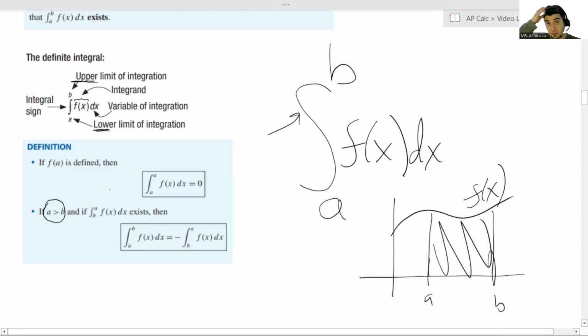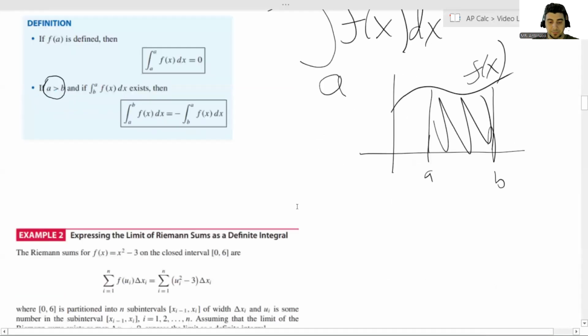Another thing that's important to note is that if a ends up being greater than b, then the integral from a to b is equal to the opposite of the integral from b to a. In other words, another way to think about this is if you flip the limits on an integral, then you're going to get the opposite sign as your answer for that.